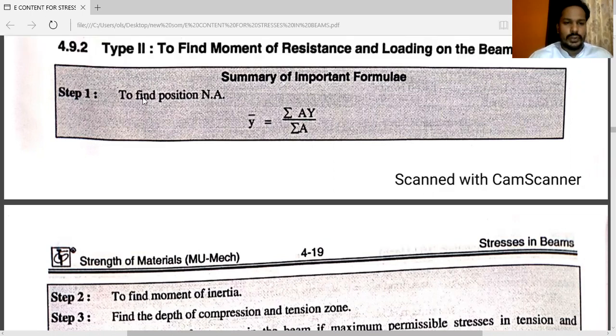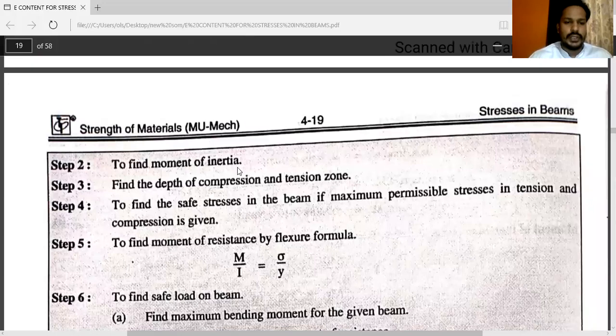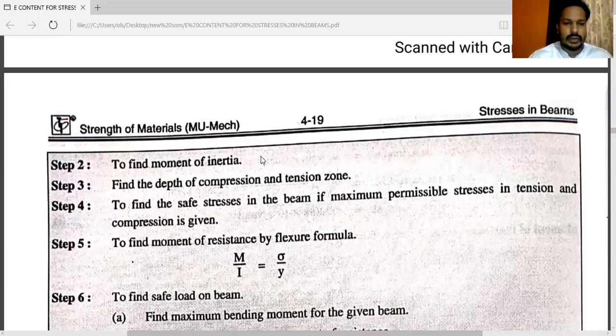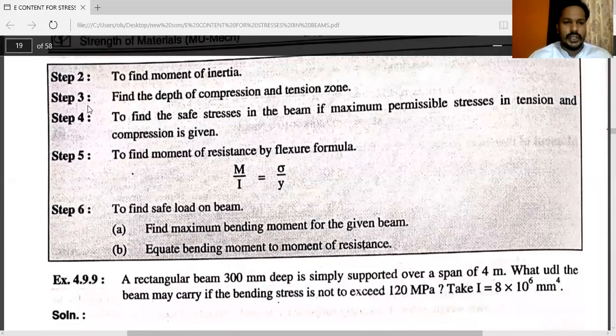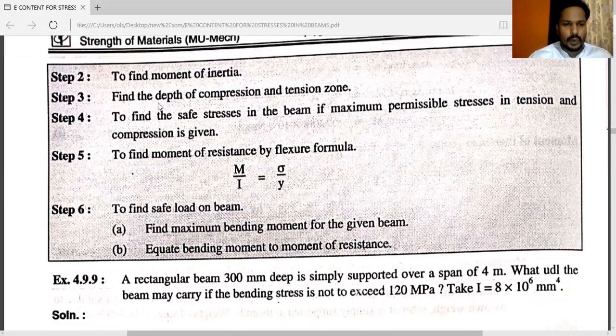First, to find out the position of neutral axis by using the formula of y bar. We know that y bar is equal to summation of ay upon summation of area. Then to find out the moment of inertia. Already we studied how to calculate moment of inertia about Ixx and Iyy. Step 3, find the depth of compression and the tension zone. It is very important to find out the depth of compression and tension zone.